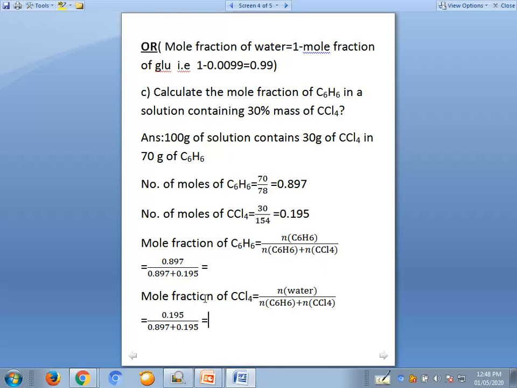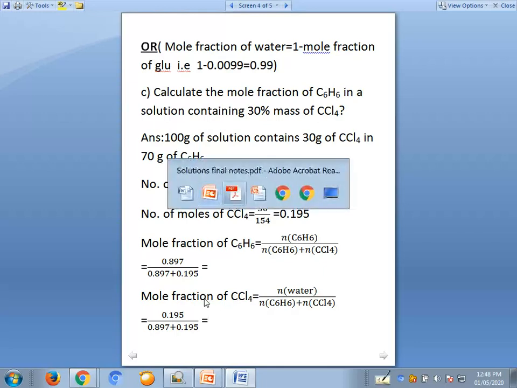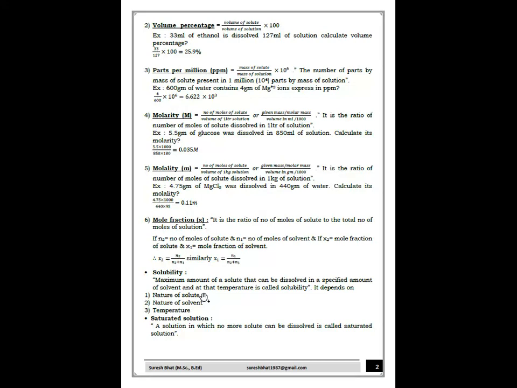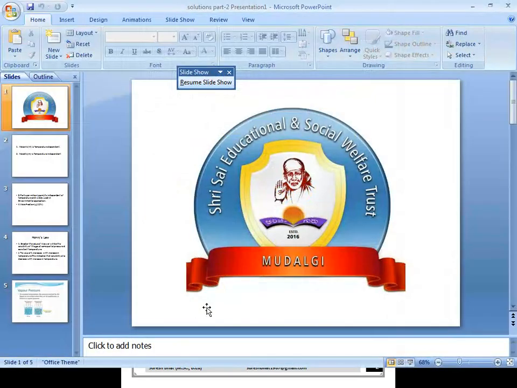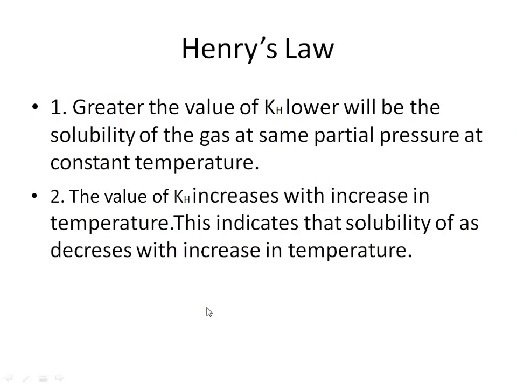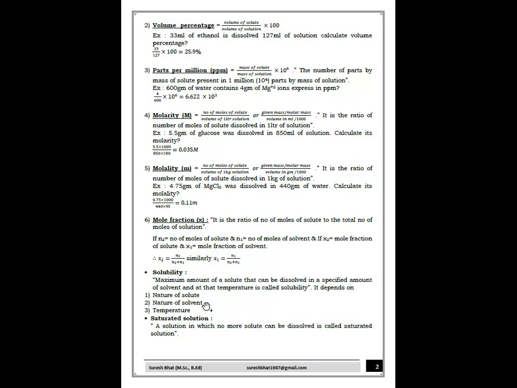Right? Okay. Then we go for the next concept, that is solubility, right? I'll go for the concept of solubility. So I think you know, it is an easy term called solubility. What do you mean by solubility? So I define solubility as the maximum amount of solute that can be dissolved in a specified amount of solvent, and at that temperature, is called solubility.